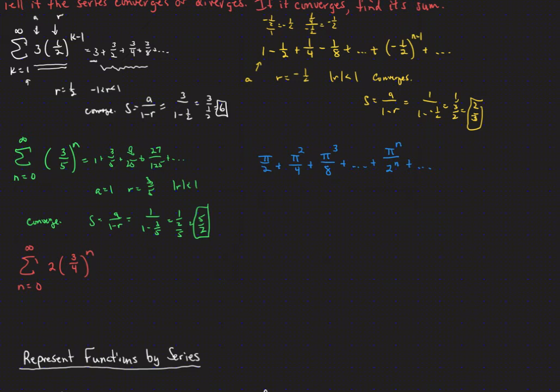Okay, next one, kind of crazy looking. Pi over 2 plus pi squared over 4. Can you see that our common ratio here is going to be pi over 2 because we're multiplying by pi over 2 each time? But we know that pi is approximately 3.14, so that makes pi over 2 greater than 1. So that means our r is not less than 1. In fact, it is greater than 1. So that means it's going to diverge.